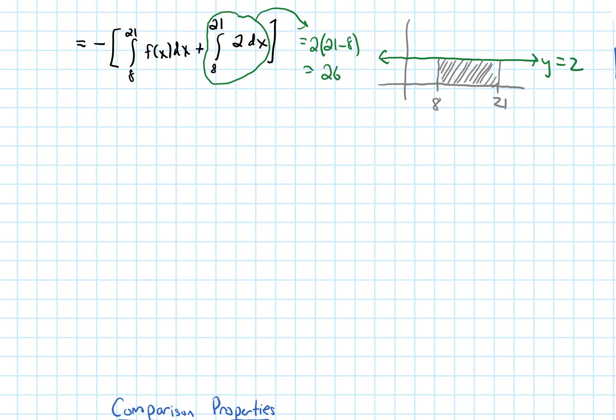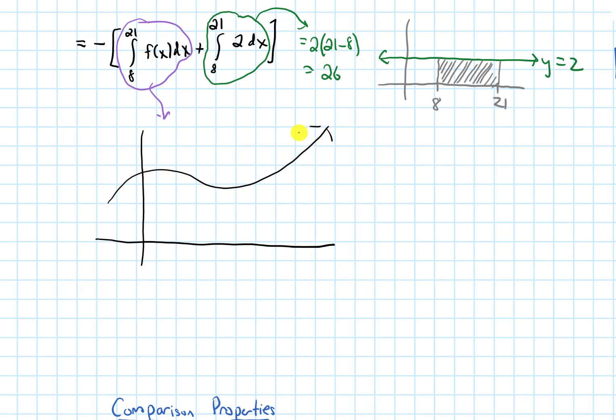All right, so let's do the other integral now. We have the integral from 8 to 21 of the function f of x. For this, I'm going to draw a picture. I'm going to draw some axes, and then I'm going to draw the graph of some arbitrary function because I don't know what f of x looks like. So I'm just going to draw some curve.